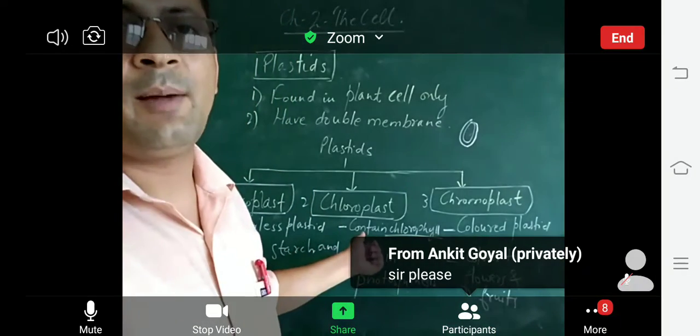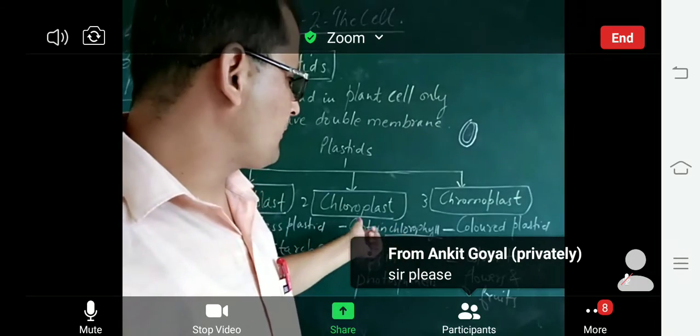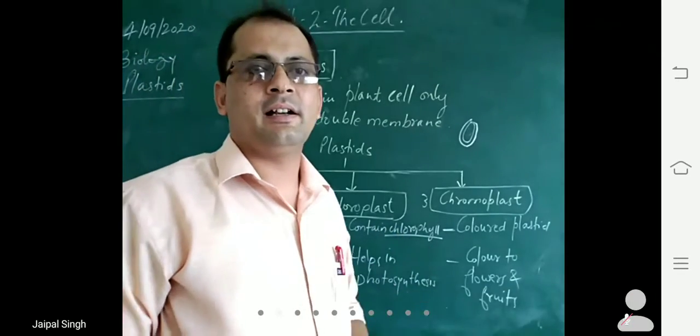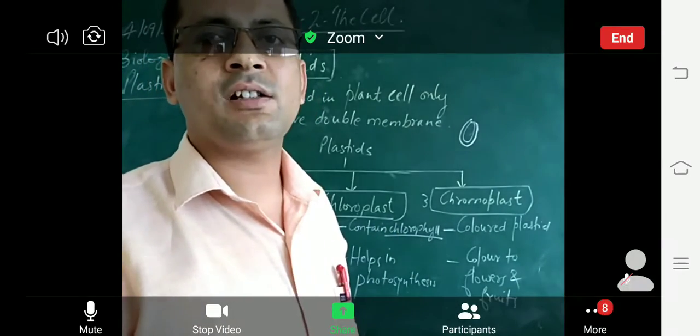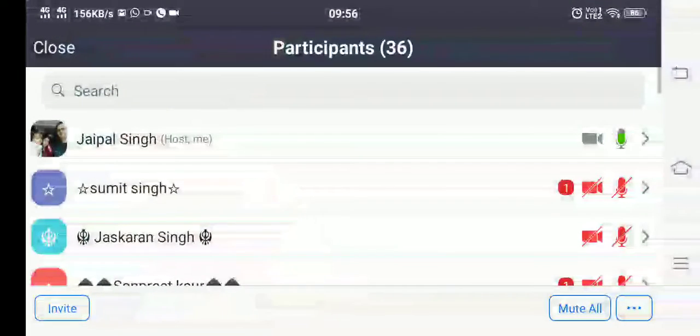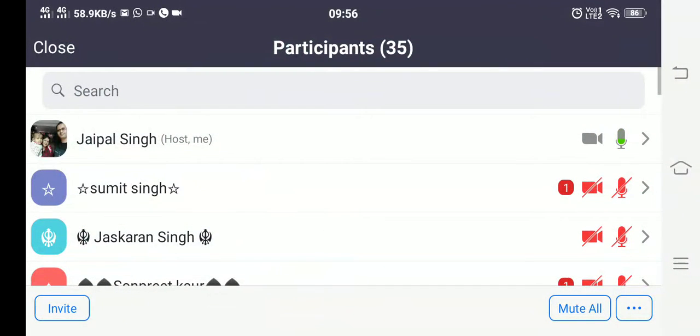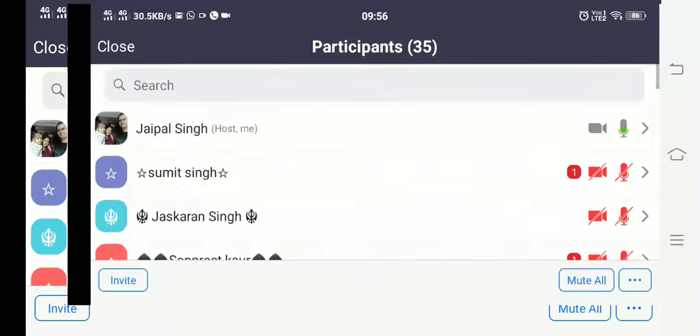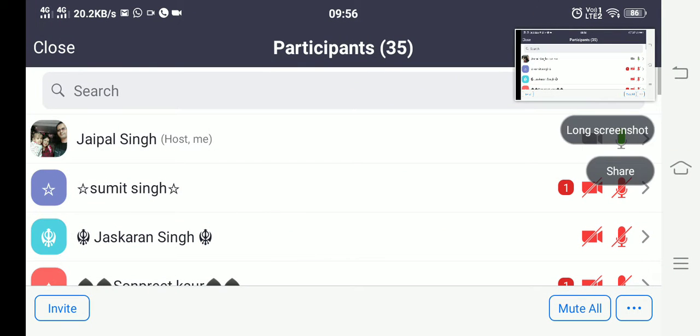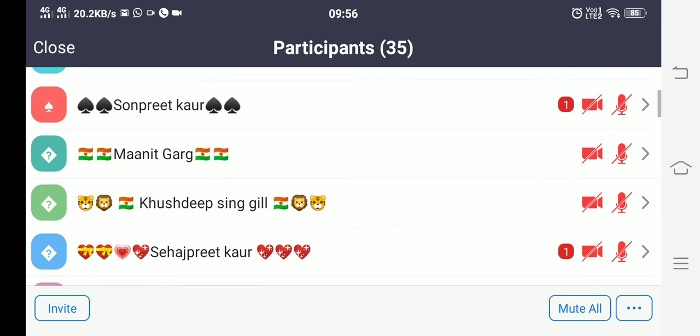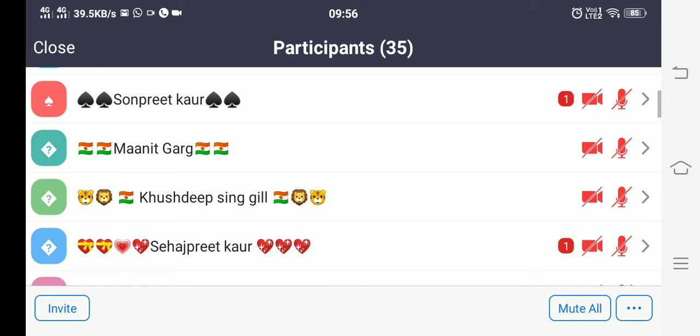Beta, the second type of plastid is chloroplast. This chloroplast contains a pigment which is known as chlorophyll. Chlorophyll is responsible for trapping the sunlight, and sunlight, you all know, is required for the completion of photosynthesis. Without sunlight, the process will not be completed.